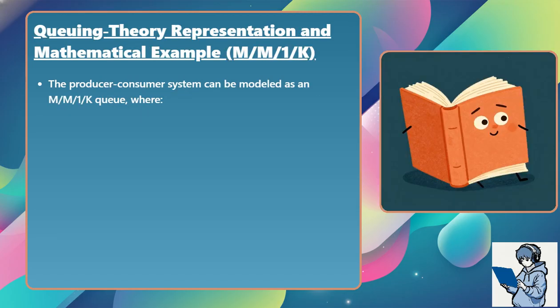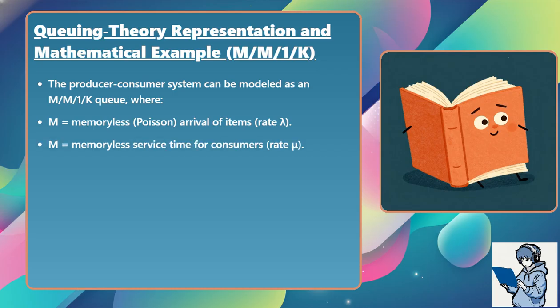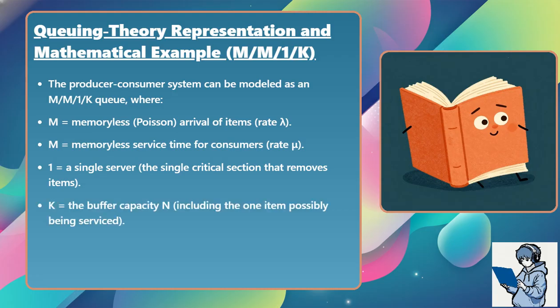The producer-consumer system can be modeled as an M/M/1/K queue, where M equals memoryless Poisson arrival of items at rate lambda. M equals memoryless service time for consumers at rate mu. 1 equals a single server, the single critical section that removes items. K equals the buffer capacity, n, including the one item possibly being serviced.